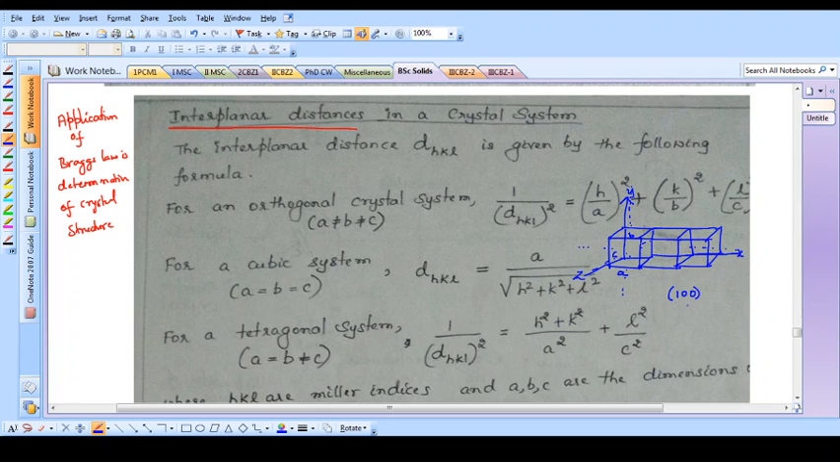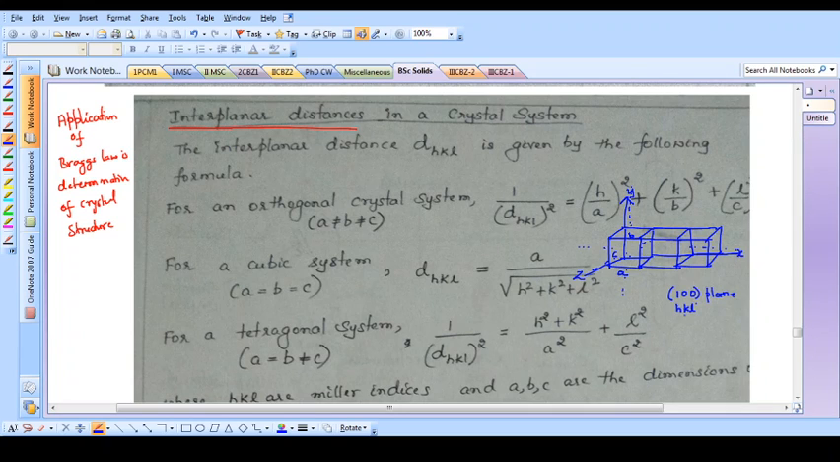A 100 unit cell means, sorry, I'm making a mistake. It is not 100 unit cell, it's a 100 plane. 100 is nothing but the Miller indices HKL. H is equal to 1, K is equal to 0, L is equal to 0. So what do you mean by 100 plane? A 100 plane cuts the x-axis of each unit cell at a distance A from the origin and is parallel to y as well as z axis.